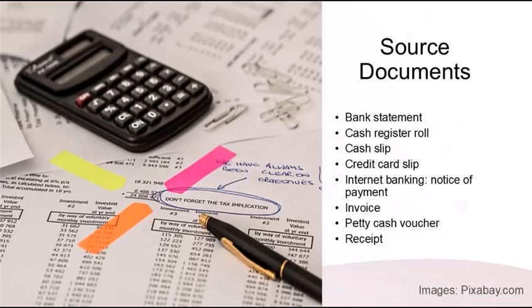An internet banking notice of payment proves you transferred money online. A credit card slip shows card payments. A receipt proves payment has been received. A petty cash voucher records small cash payments inside the business. A bank statement is an official record from the bank showing all transactions. These documents are essential for keeping accurate records and for auditing purposes.